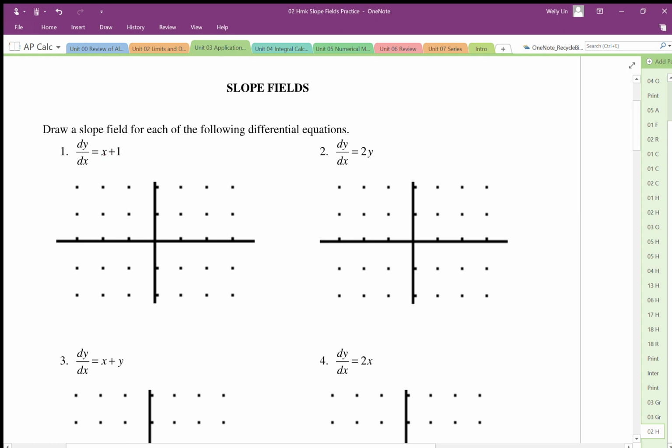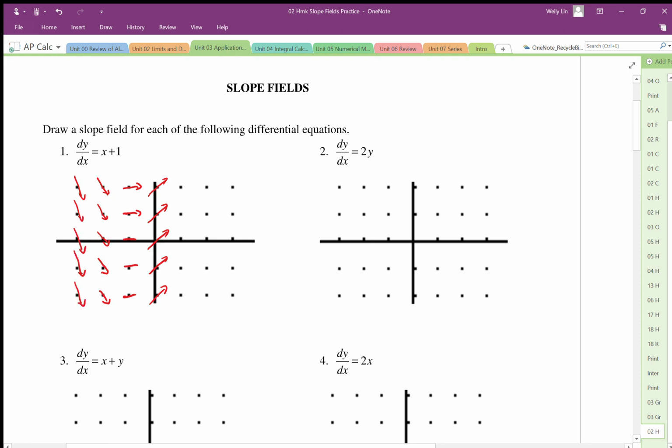For example, if I plug in x equals 0, I get a slope of 1. So at (0, 1), (0, 2), (0, 0), (0, -1), the y coordinate doesn't actually affect the slope here. If I plug in x is -1, I get a slope of 0. At -2, I get a slope of -1. -3 will give me a little bit steeper slope.